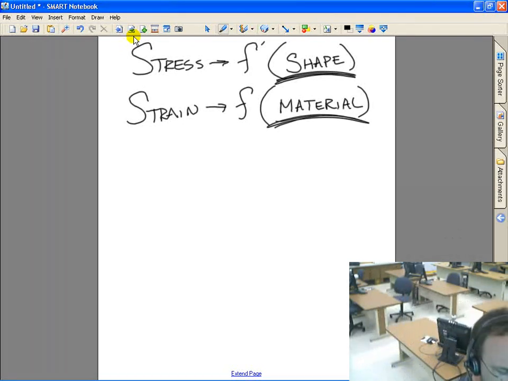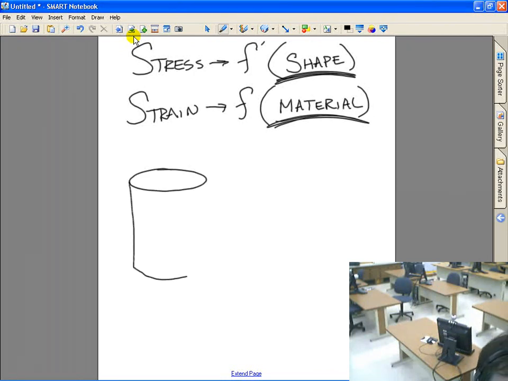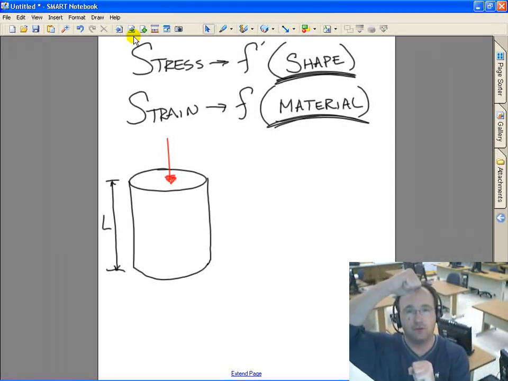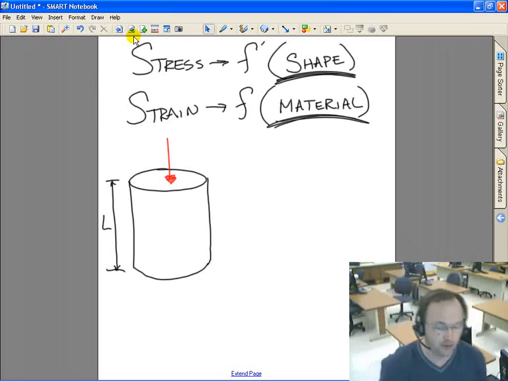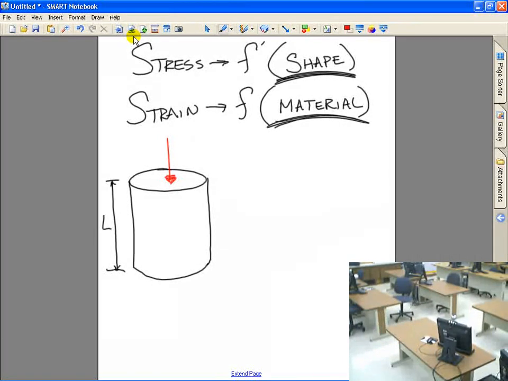So, if we look at the material, and we have our object, if we have a length, L, and we put a load on it, it's going to compress. It may not compress much, but it is going to compress some. The amount this drops under load from here to here is called delta L.